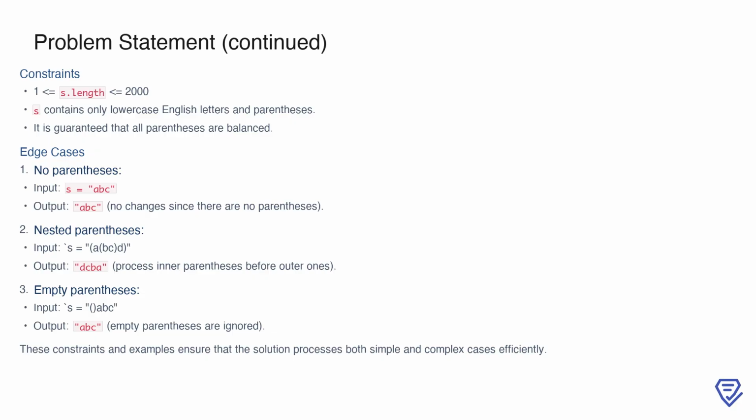To summarize, the constraints ensure the input string is between 1 and 2000 characters long, contains only lowercase letters and balanced parentheses, and handles edge cases like no parentheses, nested parentheses, or empty parentheses efficiently. This structure ensures the problem can be solved systematically for both simple and complex scenarios.